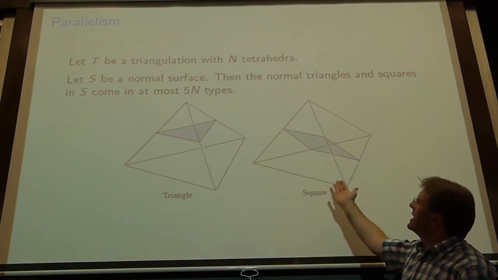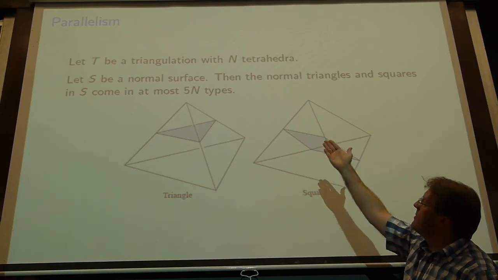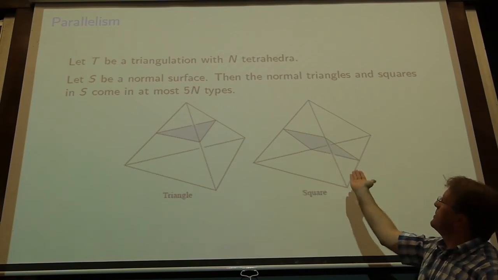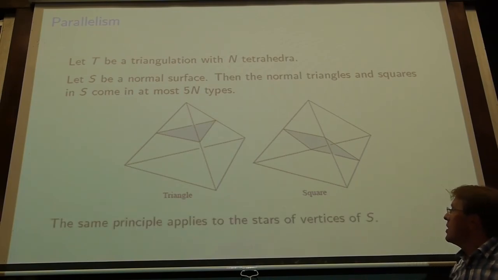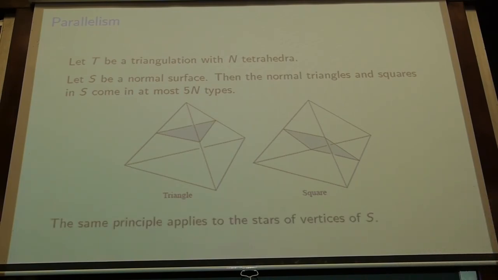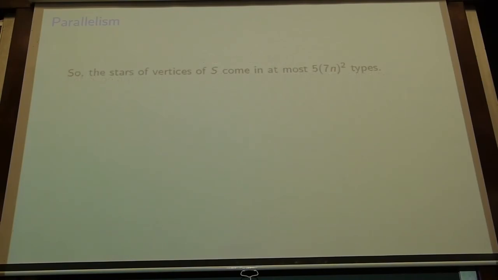Just as in a triangulation, if I had, say, n tetrahedra, there are at most 5n types of triangles and squares that simultaneously exist inside that. Well, the same principle applies to the star of vertices. There's a linear number of vertex types. So the number of types of stars of vertices comes in at most this many types. 5, remember this is again a lie, but it doesn't matter. Morally correct. 5 is the 5 we had previously, and this is capital N, the number of tetrahedra.